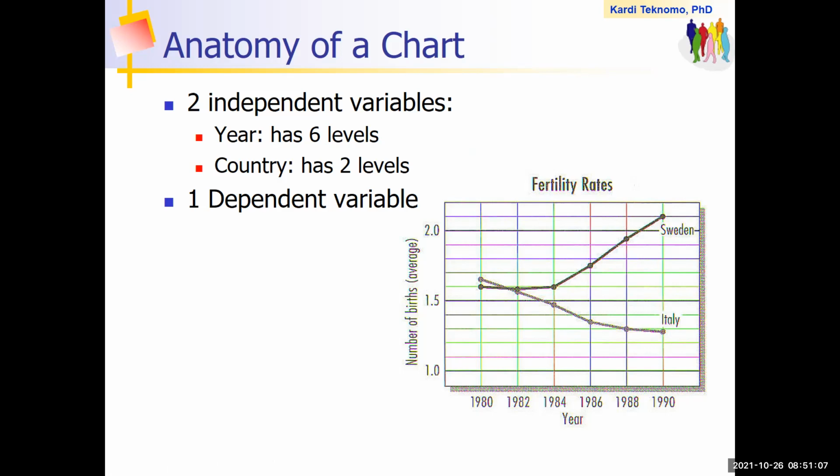Right? So every chart must have at least 2 variables. One is called the independent variable and the other one is the dependent variable.